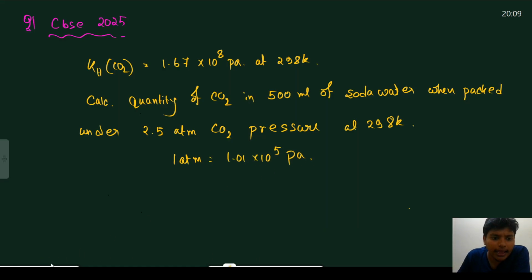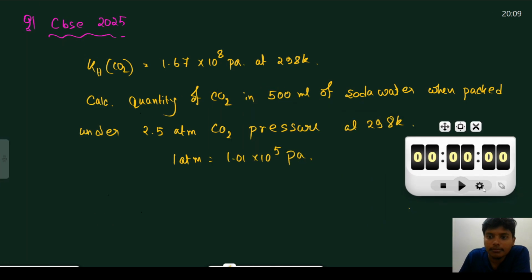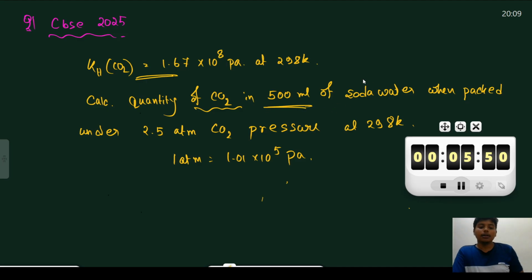I'm giving you a little bit of time, take 6 minutes. Understood the question? K is given. You need to find out the quantity of CO2 in 500 ml of soda water when it is under 2.5 atmosphere. So pressure is also given, K is given. Now you have to find out. Go ahead.